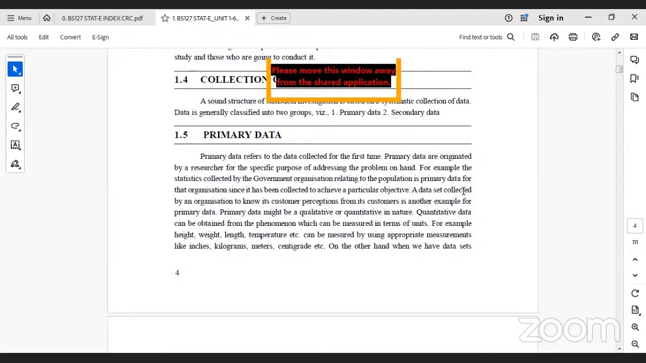That is a primary data for the organization, since it has been collected actually by the organization, and data is collected by any organization for the customers. Another example for primary data: the primary data might be qualitative or quantitative in nature. What is primary data, and what is the meaning of qualitative and quantitative?